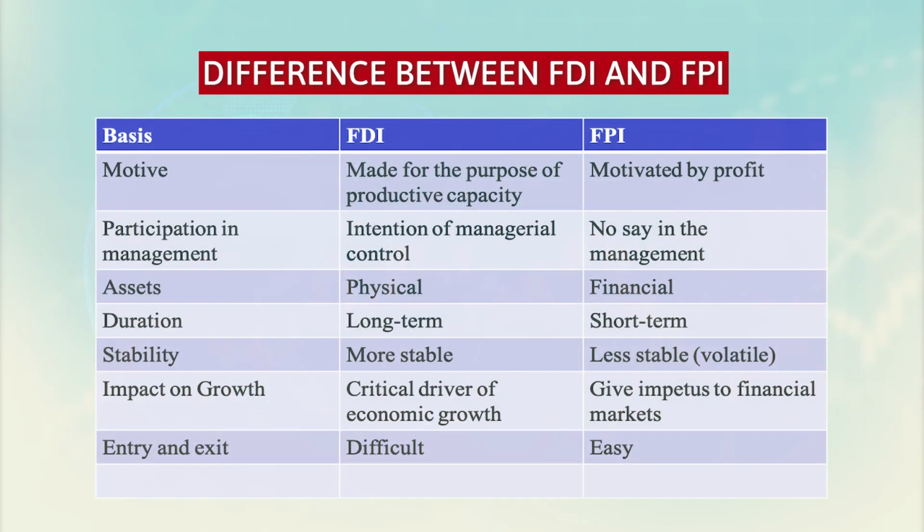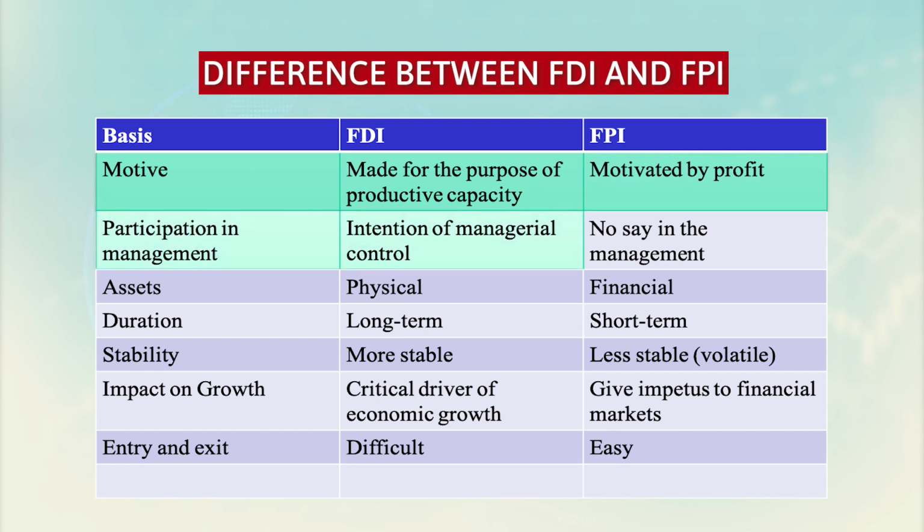So we can come up with the fundamental differences between the two, that is FDI and FPI. So in terms of the motive, we can say FDI is basically for the productive capacity, so that the productive resources can be built on for longer association. FPI is only profit motive. In case of FDI, the entire management control is there, autonomy is there. No such thing is there in FPI. FDI is more physical, FPI is highly financial. Duration is long term in case of FDI.